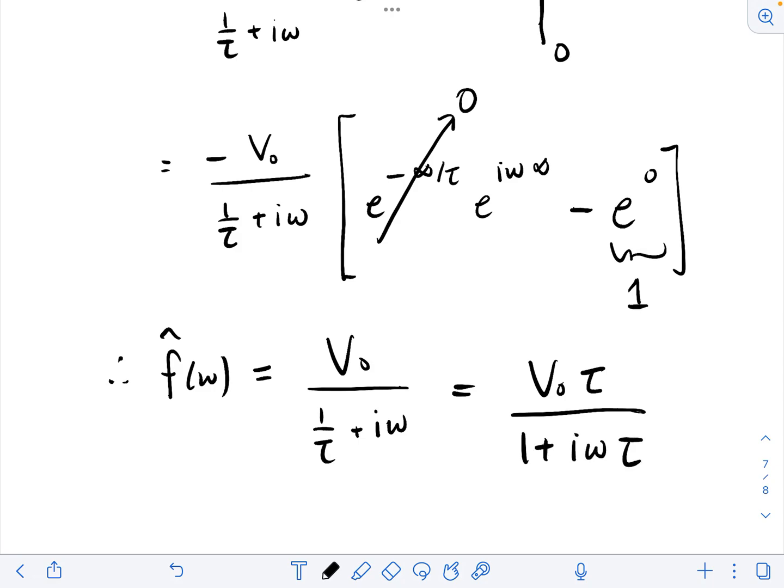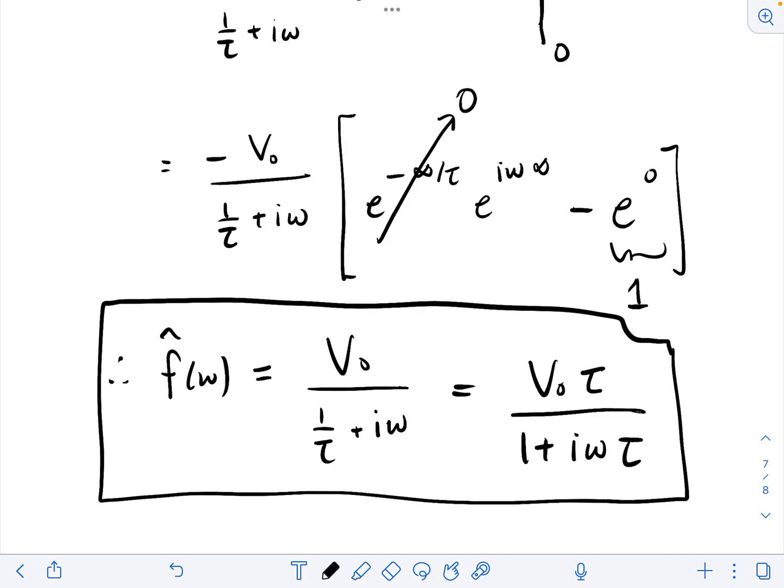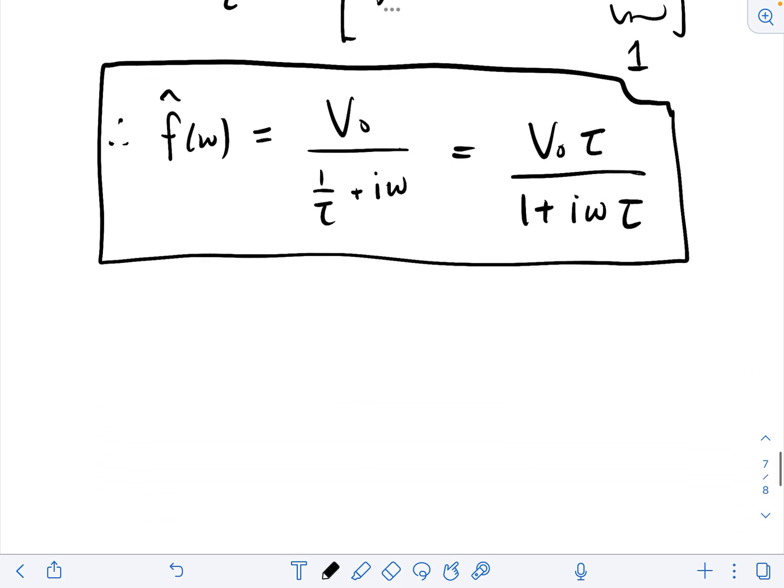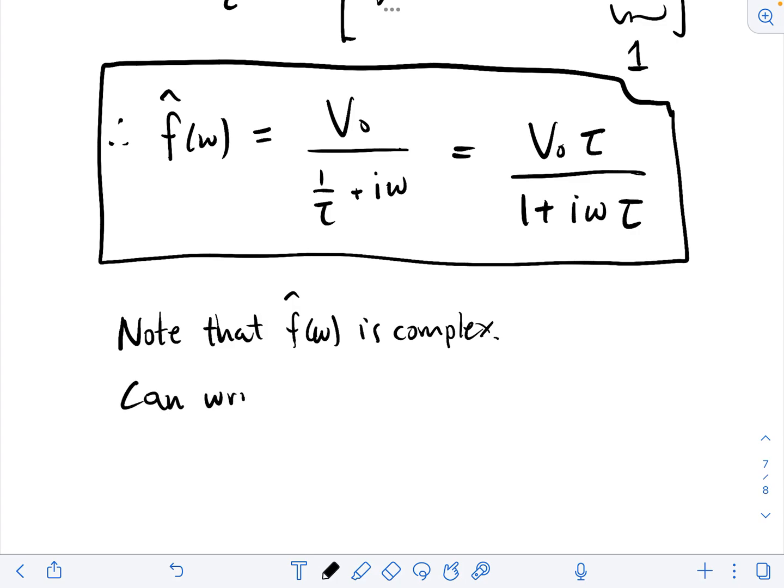And so what I said I was going to do was to talk about what it means when f hat of omega is complex. So first let's just make a note of that fact. Note that f hat of omega is complex. Whenever we have any complex number, we know that we could write it in multiple ways. We could write it as a real component plus I times an imaginary component, or we could write it as a magnitude times a phase factor, e to the I phi. So we can write any complex number or any complex function as a magnitude times a phase factor.